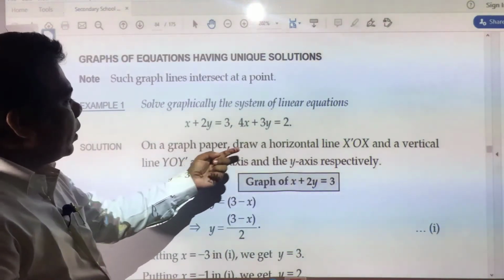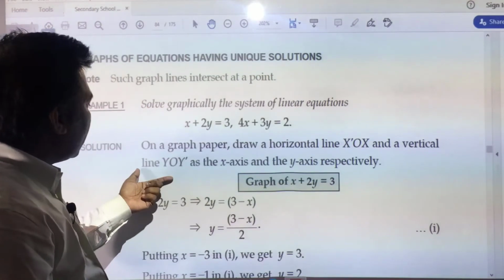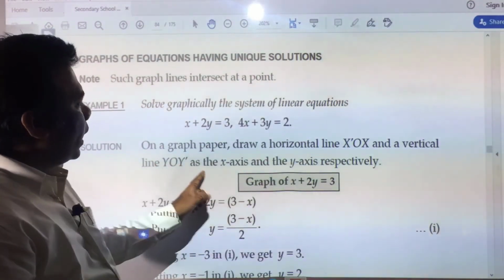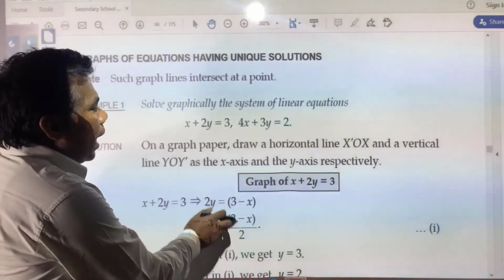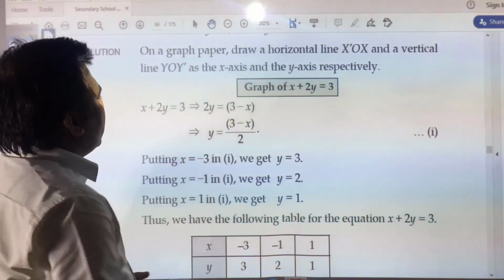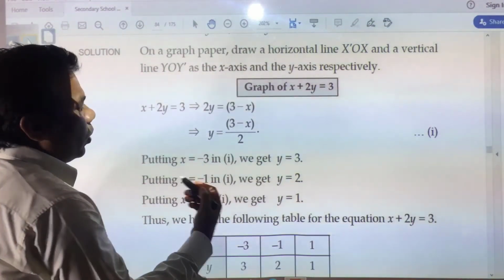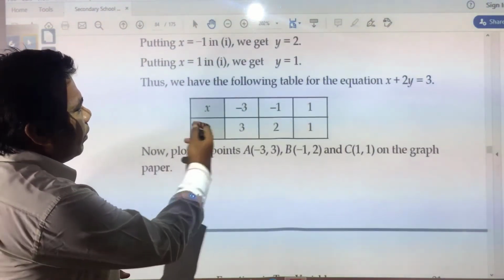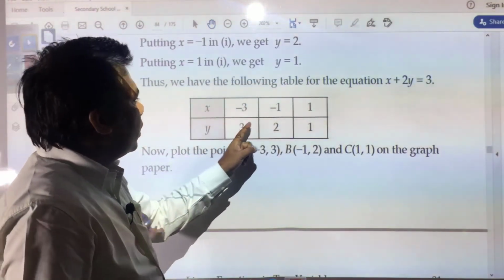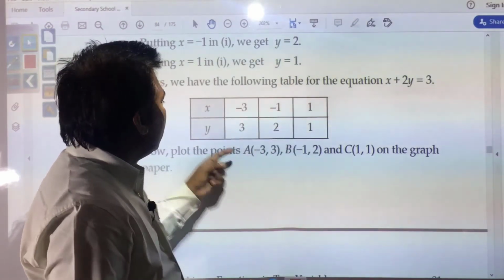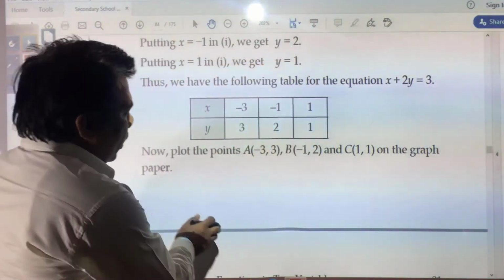On a graph paper, draw a horizontal line X'OX and a vertical line YOY' as the x axis and the y axis respectively. Graph of x + 2y = 3. Now, you find the value of y by putting any value of x, and you will get a table like this. Suppose you have put x = -3, -1 and 1, and you have got the value of y as 3, 2 and 1.